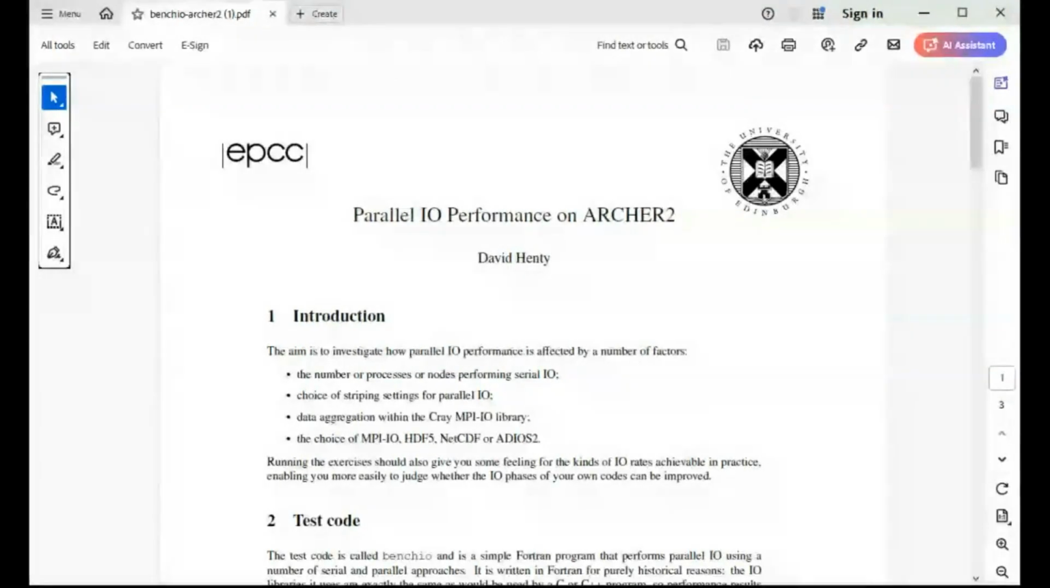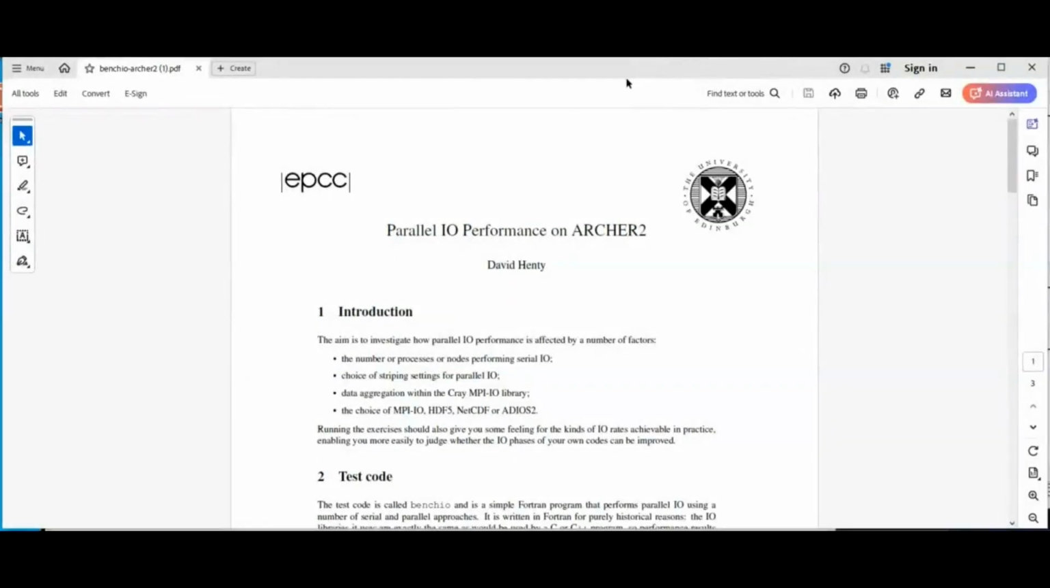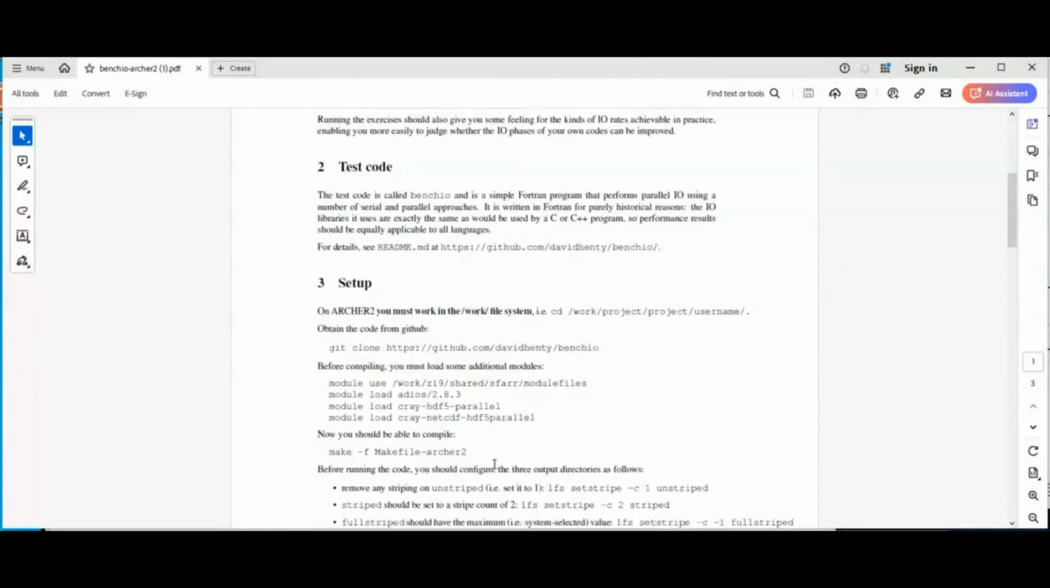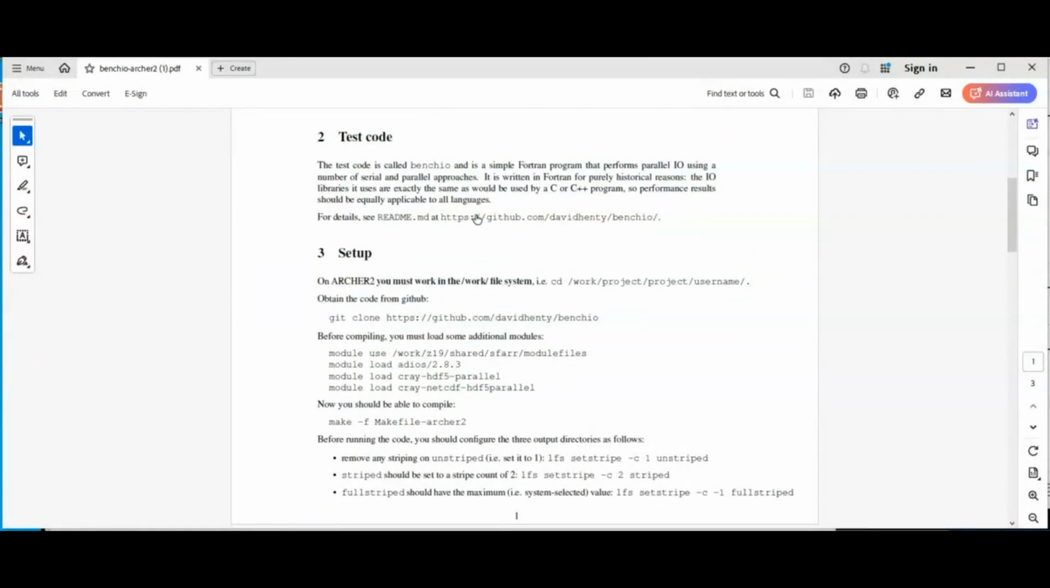So what I really want to do is, so we're going to clone this. This is the benchmark we're going to use. I can show you that on Lustre. But what I want you to do is basically to log on to ARCHER2.